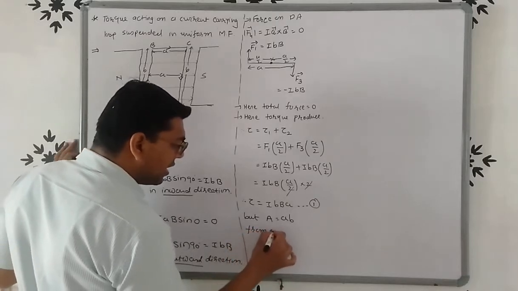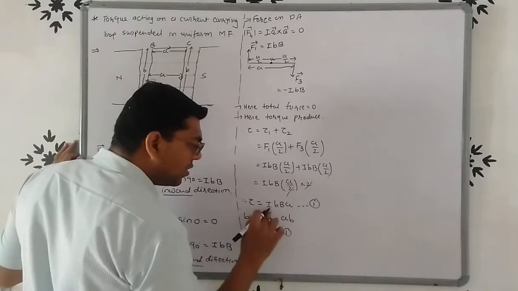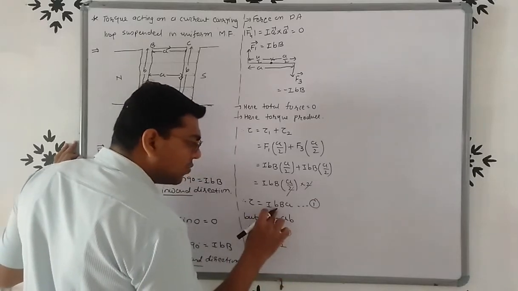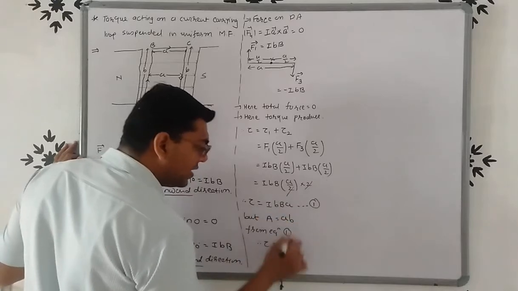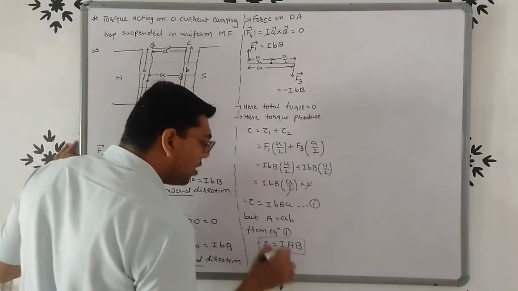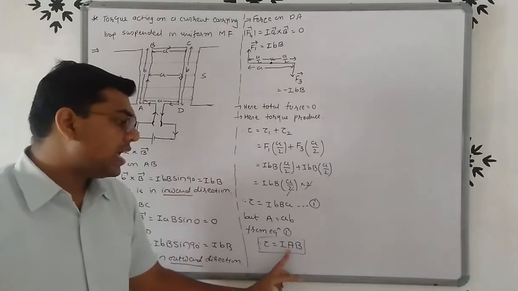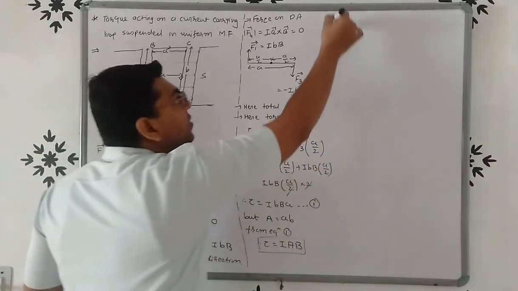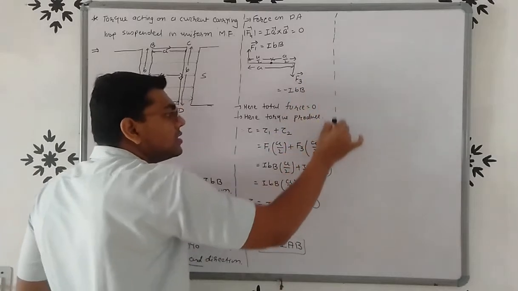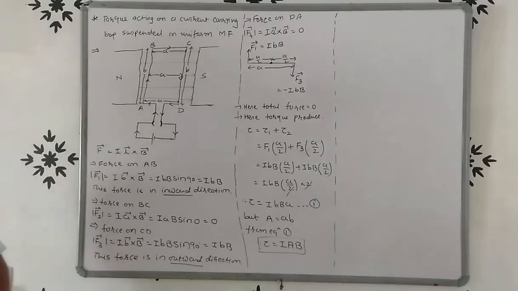So from equation 1, the torque will be given by tau is equal to I into small b into A. Small b into A is capital A, area, into B. So the formula of torque will be IAB, where I is current, A is area and B is magnetic field. So this is the formula of torque acting on a current carrying loop suspended in a uniform magnetic field. Right?